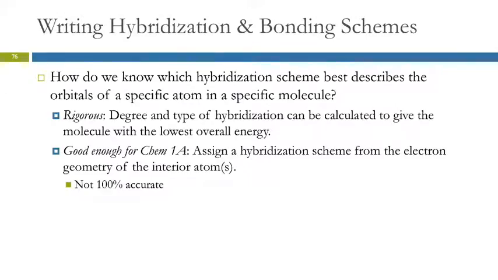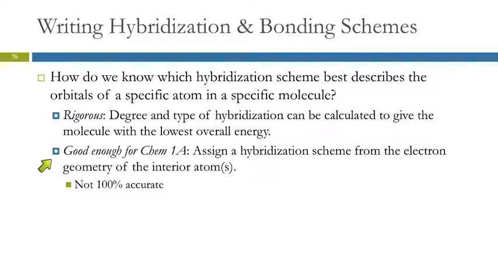Okay, so this has been asked in lecture. How do we know which hybridization scheme? Well, the rigorous thing is you'd look at the degree and type of hybridization. You'd calculate that to give a molecule with the lowest overall energy. We're not going to do that. We're going to go with good enough for Chem 1A. In 1B, we won't have to do the rigorous? No, no. In P-Chem, you would get to talking more about the rigorous. The thing is, a lot of these cannot actually be solved. There is no solution. You can just approximate them. With physical chemistry. Yeah. You'd be fine.